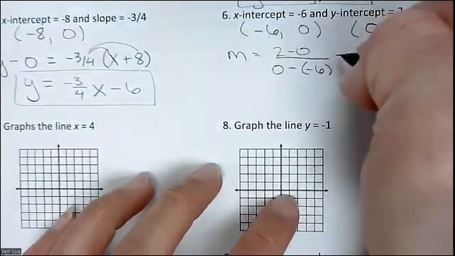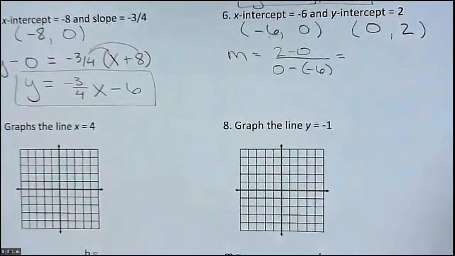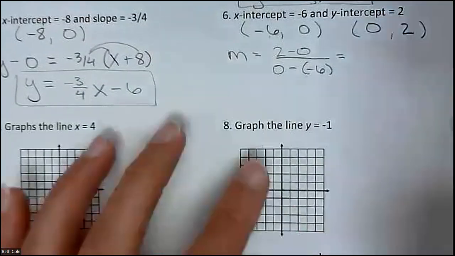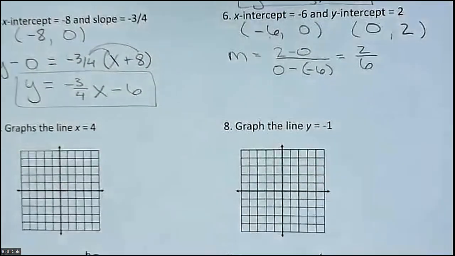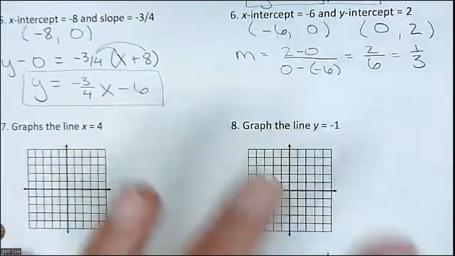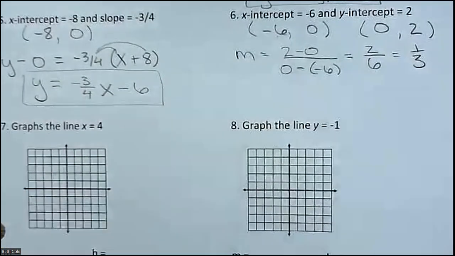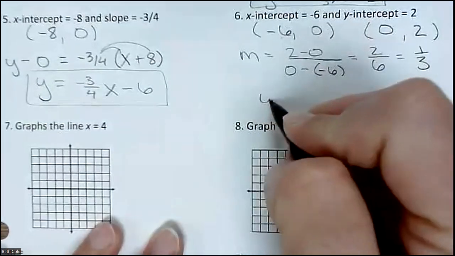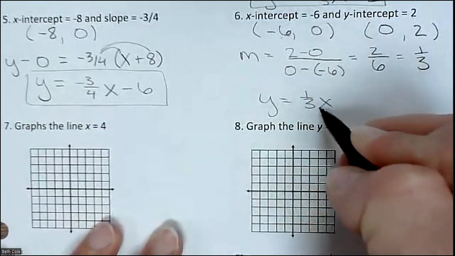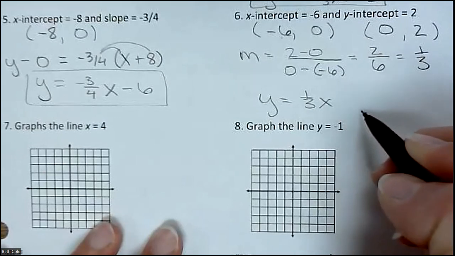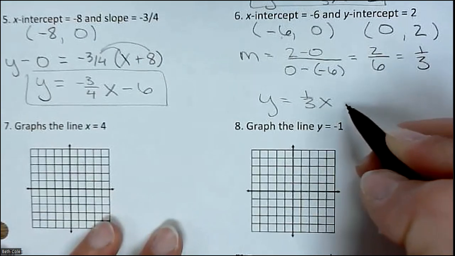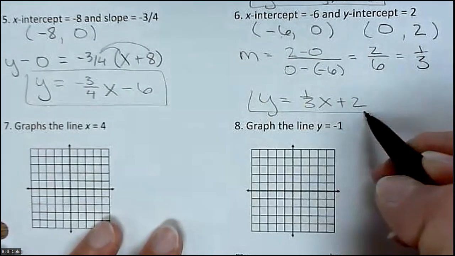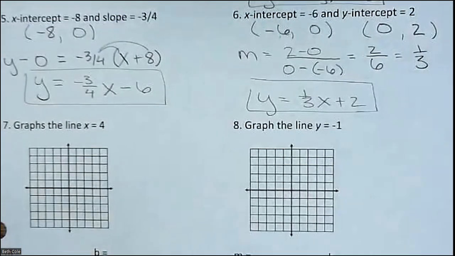So what does that give us? 2 over 6, which does reduce to 1/3. Perfect. We don't have to do any more work. We can actually just write the answer now. Why? You already have the y-intercept. It's going to be y equals 1/3 x, and then what? Plus 2. We already have the y-intercept, so you can just write the answer.